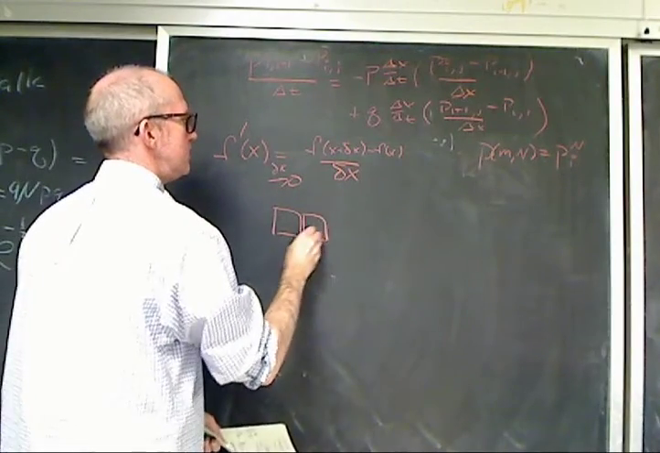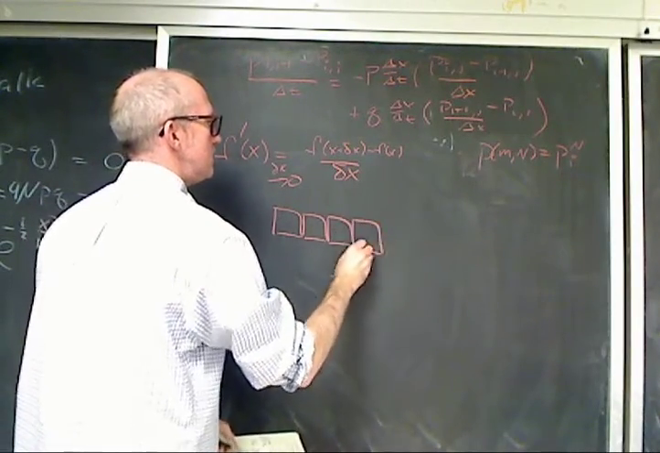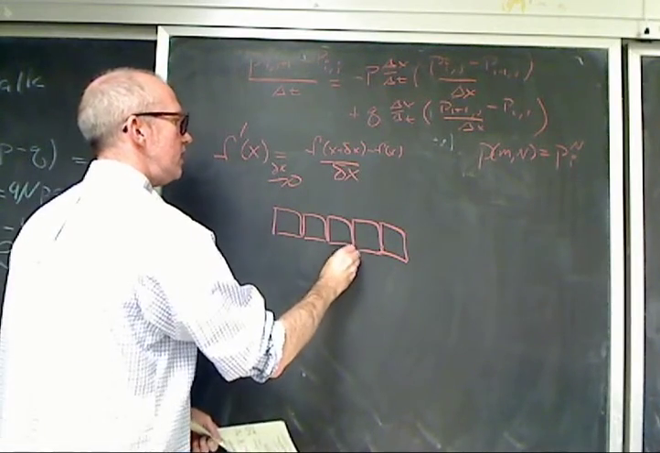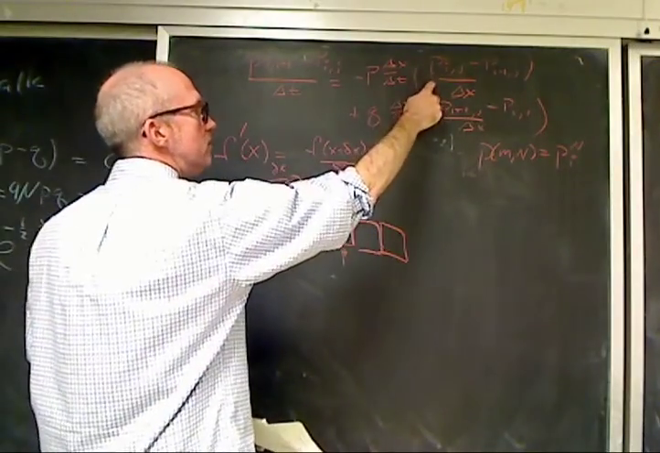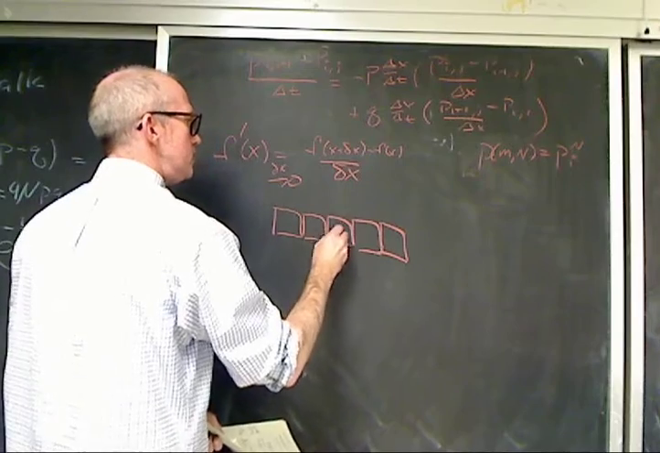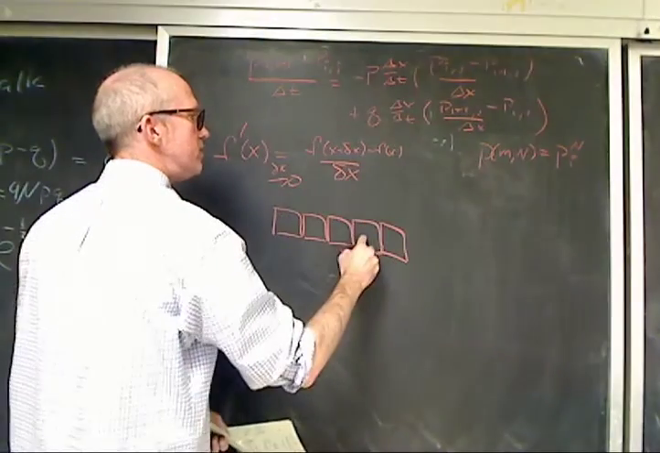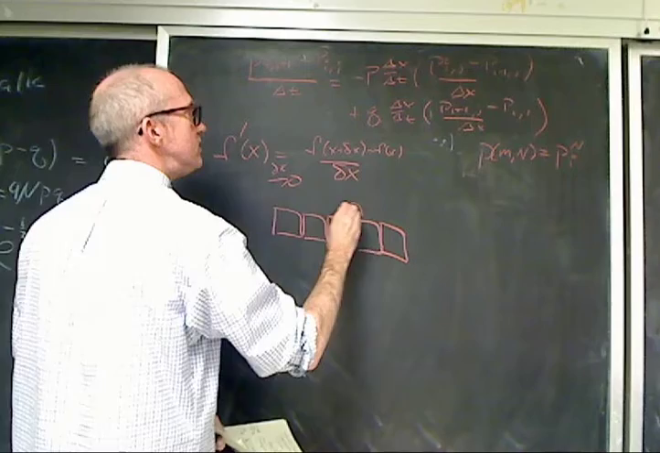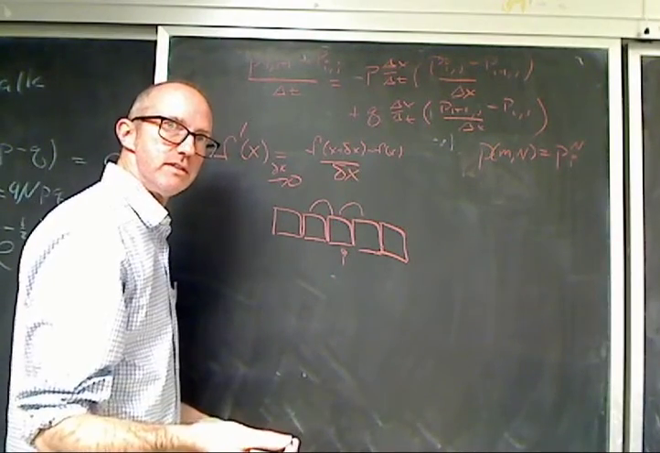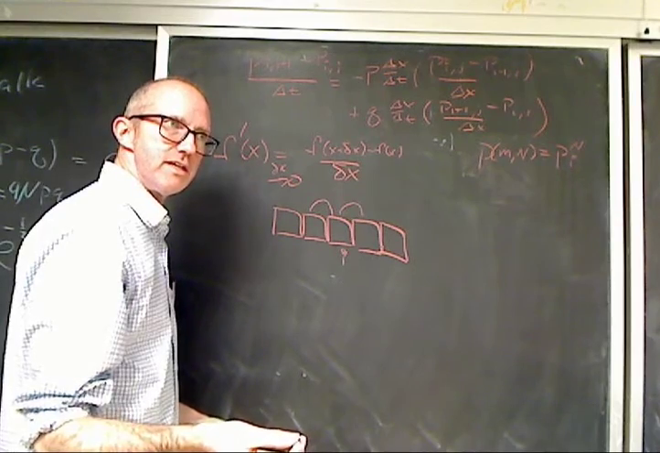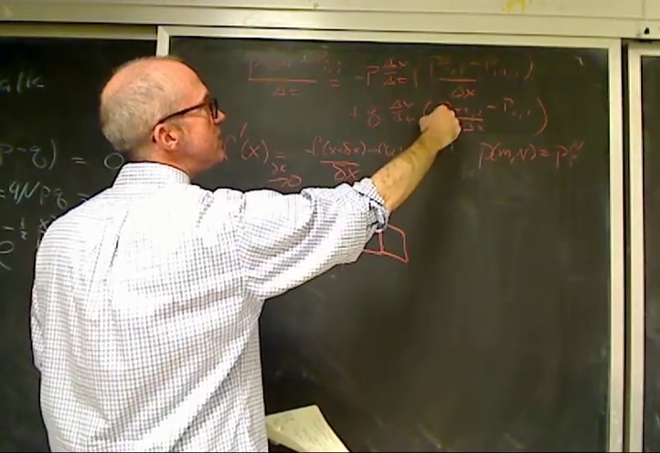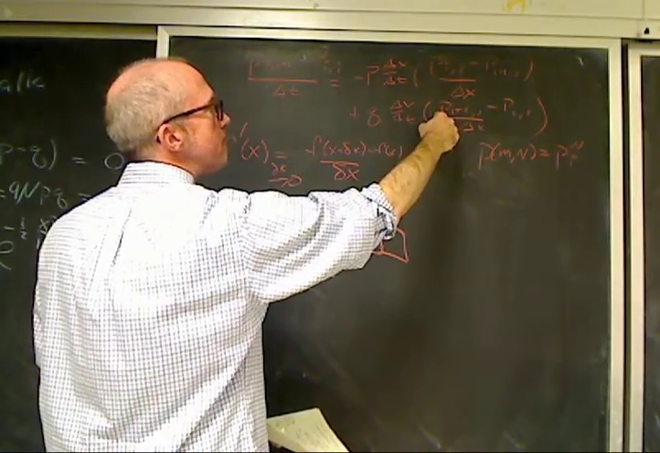So these are my points in space. Here's i. This term is this box minus this box, and this term is this box minus this box. So I'm taking this difference and I'm subtracting this difference. That is the second derivative. Does that make sense? So this whole thing on the right-hand side is the difference of differences, and it becomes the second derivative.